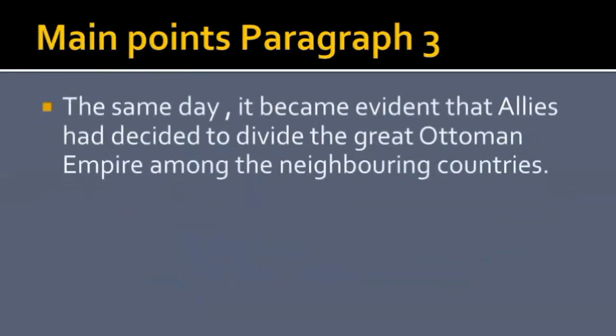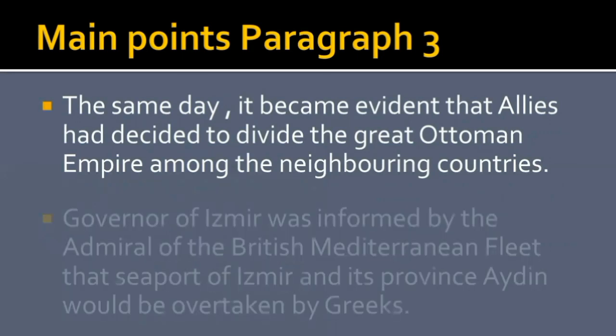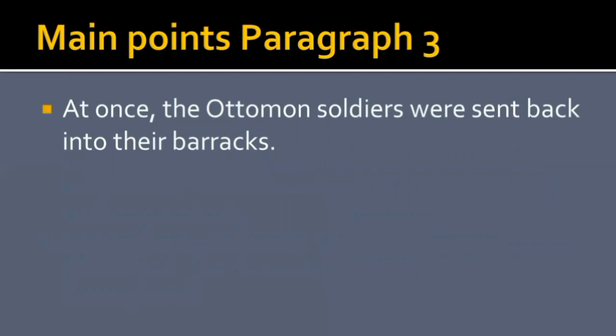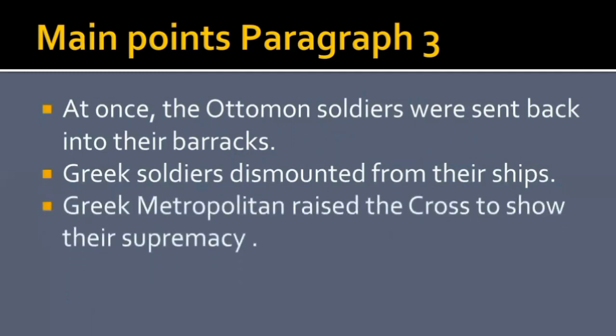Now the main points of this paragraph 3. The same day it became evident and clear that the Allies had decided to divide the great Ottoman Empire among the neighboring countries. The governor of Izmir was informed by the Admiral of the British Mediterranean Fleet that the seaport of Izmir and its rich province Aydin would be overtaken by Greeks. At once, the Ottoman soldiers were sent back into their barracks. Greek soldiers dismounted from their ships. The Greek metropolitan raised the cross to show their supremacy.